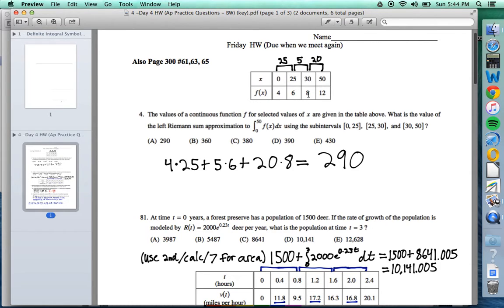What you have to be careful in question 4 is that every rectangle has a different delta x, which is different from our bookwork this week. The first rectangle, we draw it from 0 to 25, so it's a width of 25. But the second rectangle is only drawn from 25 to 30, so it's a width of 5. And the last rectangle is from 30 to 50, so it's a width of 20.